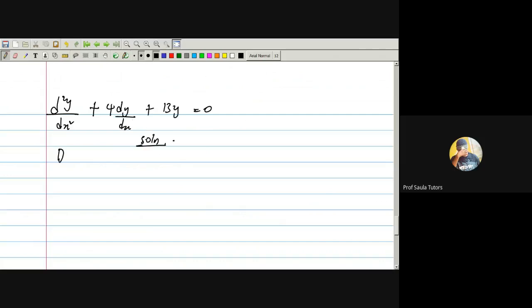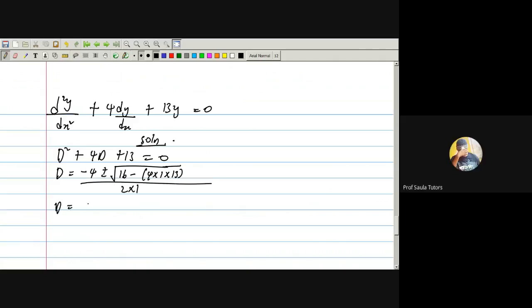Characteristic equation: D squared plus 4D plus 13 equal to 0. You observe this cannot be factorized. So I'll say D equals minus b plus or minus the square root of b squared minus 4ac, all over 2a. Quadratic formula, you know? So when you solve this, 16 minus 4 times 13 will give us what? That's minus 52, all over 2.